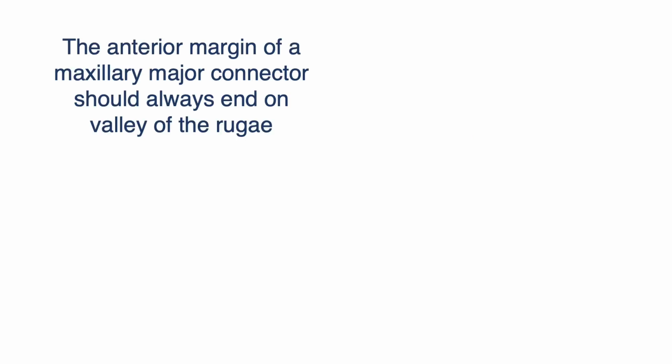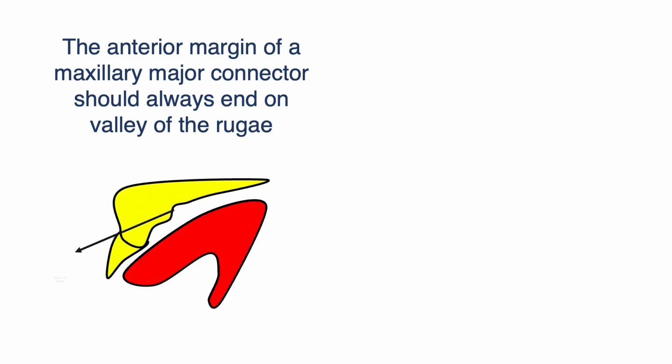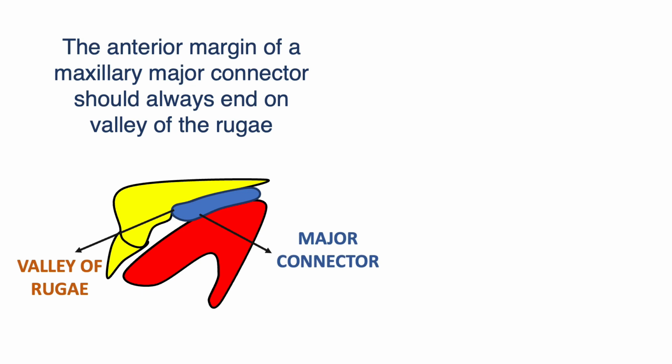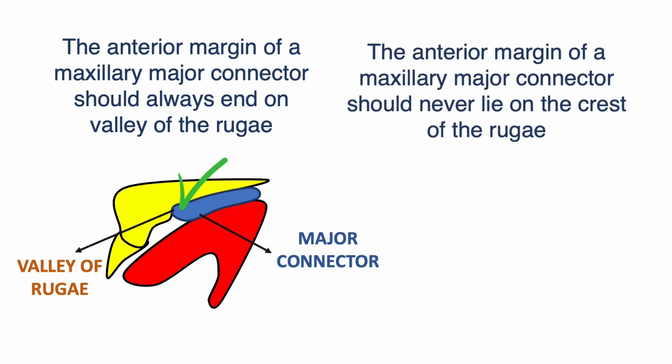And the anterior margin of the maxillary major connector should always end on the valley of ruga. Look at the figure, we have a tongue, we have a valley of ruga, and we have a major connector, and it should end on the valley of ruga. If it ends on the valley of ruga, then this design is correct. And what happens if it ends on the crest of ruga? The anterior margin of the maxillary major connector should never lie on the crest of rugae.